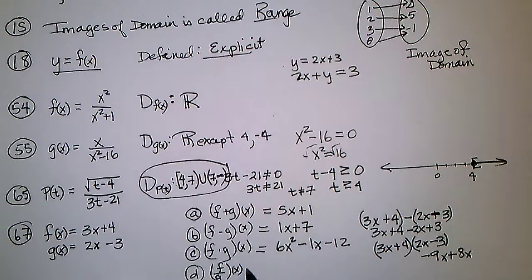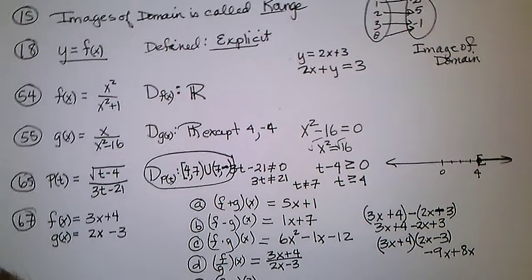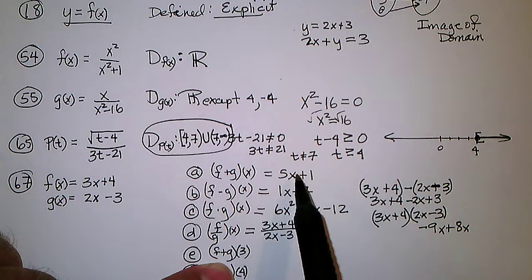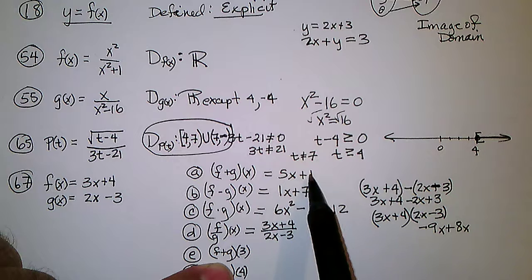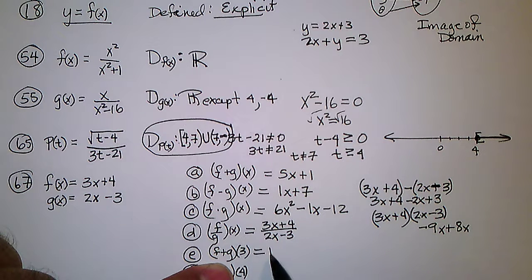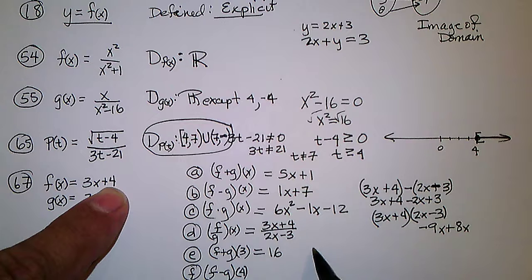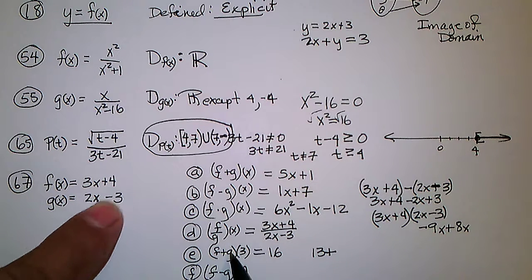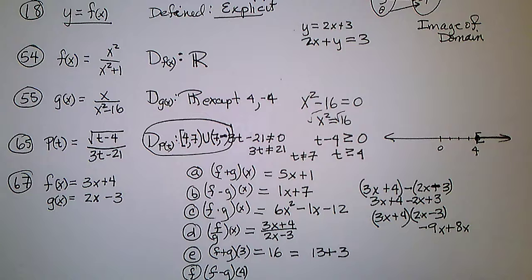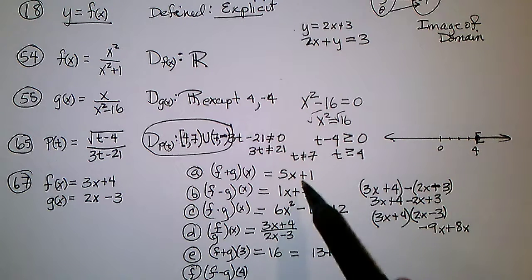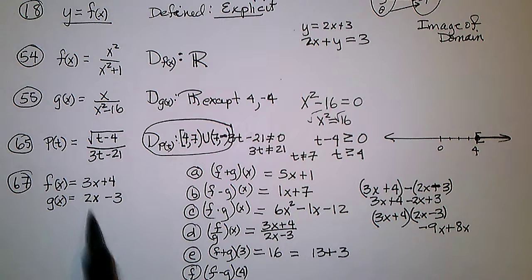Now divide them. We're just going to write it divided. 3x plus 4 divided by 2x minus 3. Now, if we want to find f plus g of 3, I could put 3 into this, which would be 15 plus 1, 16. Or I could put 3 into this, which would be 9 plus 4, 13, plus g of 3. 2 times 3 is 6 minus 3 is 3. Comes out to be 16. So I could do it either way. I could plug it into where I found it, or just plug 3 into both of these and add the answers.